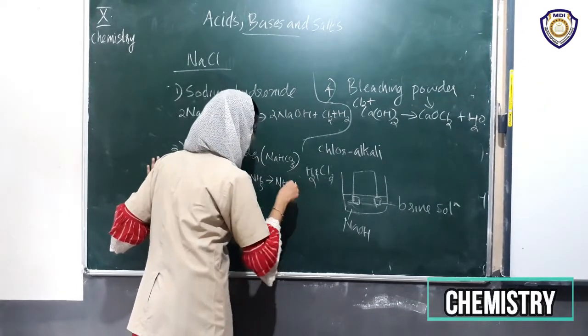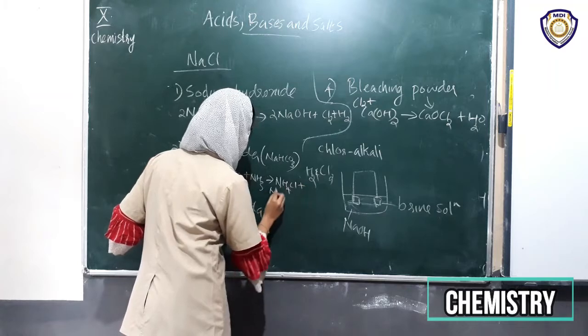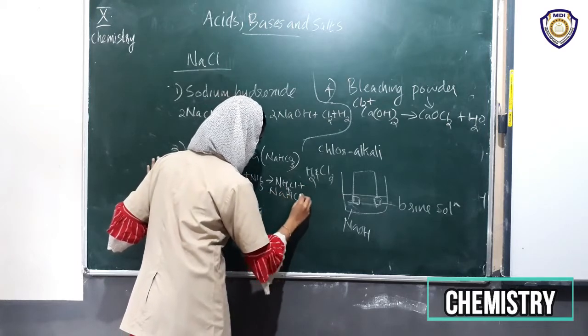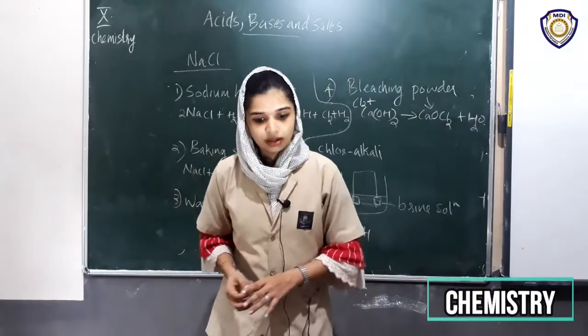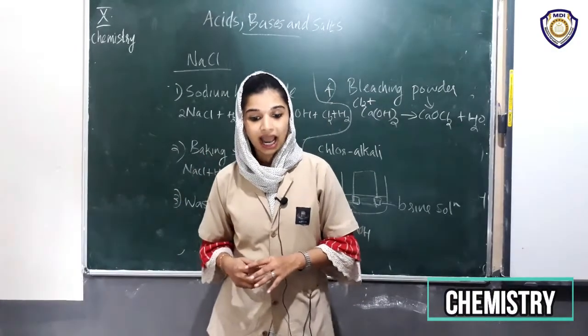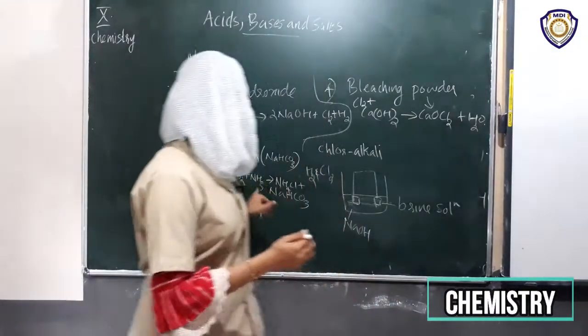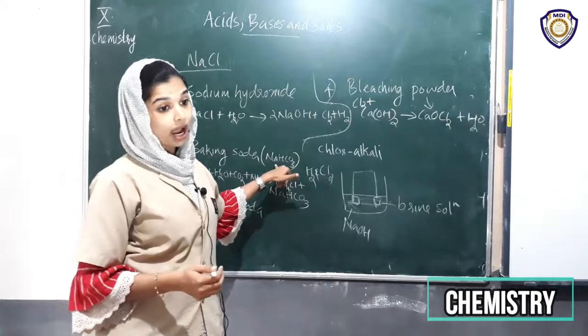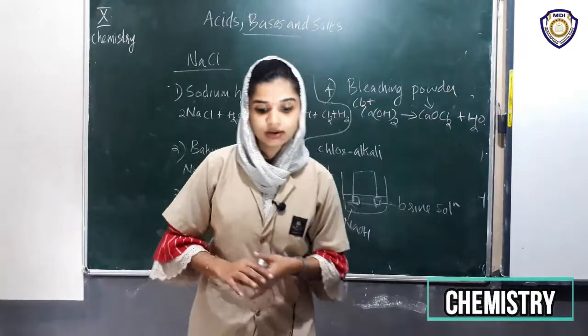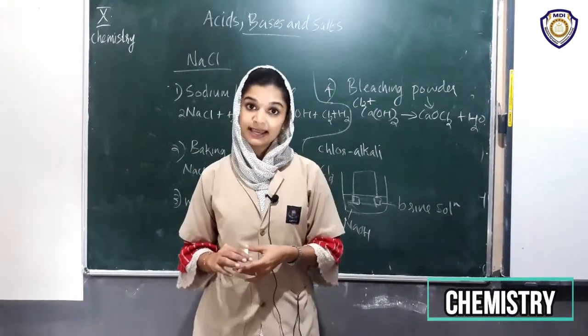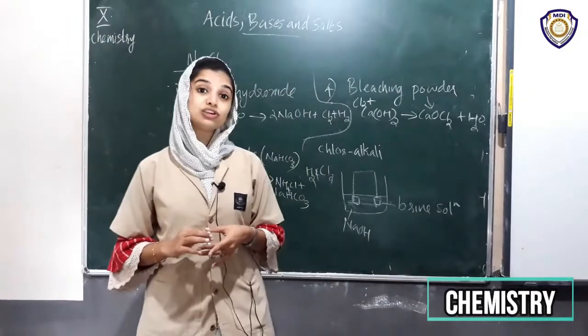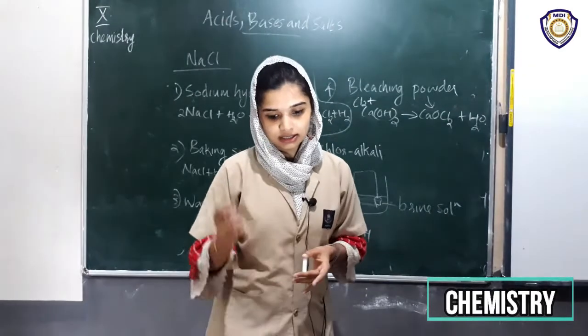NH4Cl plus baking soda. Okay. pH of the hydrogen carbonate. This is also called sodium hydrogen carbonate. This sodium hydrogen carbonate is a base. It can neutralize an acid.